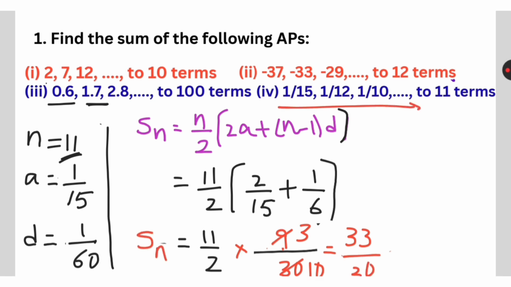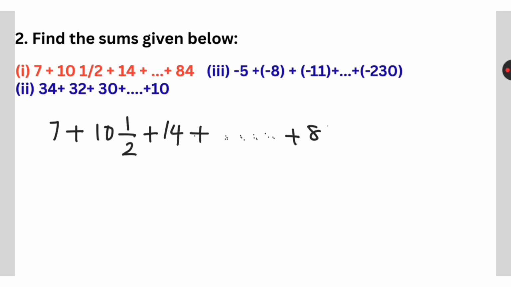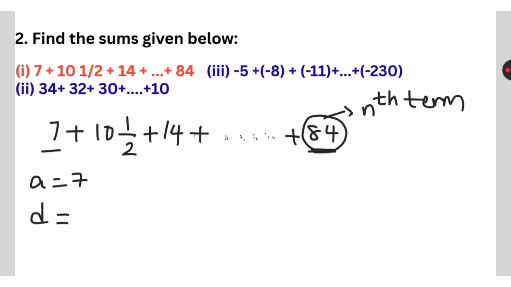Let's go to another question. The question is to find the sums given below. What is the first term? 7 plus 10 1 by 2 plus 14 and so on up to 84. So here they have given the first term, which is a, the second term and the third term. From that you can find the common difference. Up to, and so on, 84. Here they are not giving the number of terms. They have given the last term as 84. That means they have given the nth term, which is an.